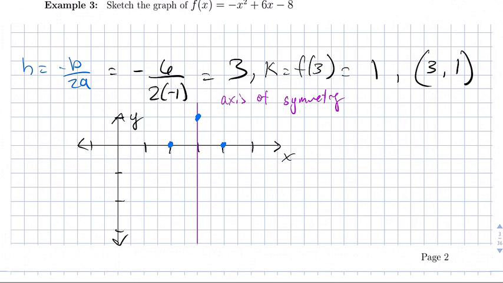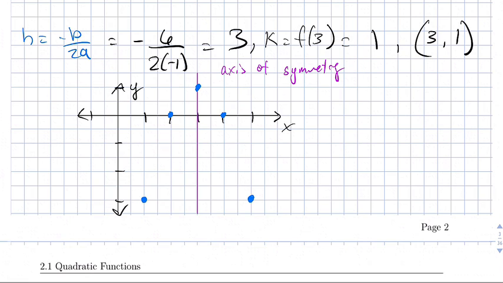Okay, let's find a few more. Instead of going further to the right, I'm going to choose something to the left. Now when x is 1, what's my y value? If we plug in 1, the first term is going to be negative 1. Then 6 times 1 is 6, so that's now 5. And then 5 minus 8 is negative 3. So over 1 and down 1, 2, 3. Then beyond that, we're going to go off. So now 2 to the left, we're at negative 3. So if we go 2 to the right of our axis of symmetry, we should also be at negative 3.